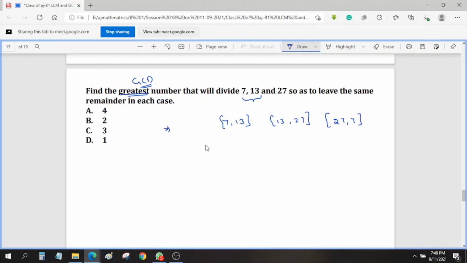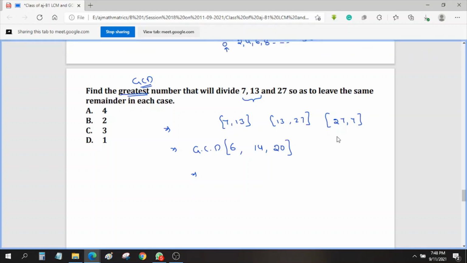So first we need to find the difference between all these. What's the difference between 13 and 7? 6. 13 and 27, which is 14. 27 and 7, which is 20. So we need to find the GCD of these three. The GCD is the greatest number which will leave the same remainder in each case.